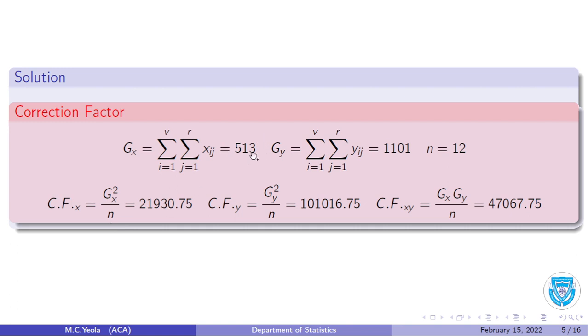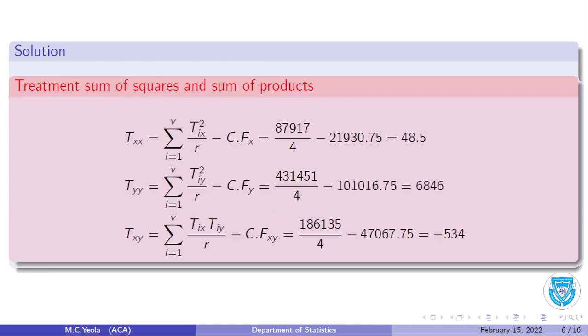So gx square means this square divided by n, which is 12 here, so we get this value. CFY is gy square upon n. So gy square means this square divided by 12, once again we get this value. CFXY we obtain as gx into gy divided by n. So gx into gy divided by n is 12 here, we get this value. So we have obtained all the correction factors here. We'll go to the next part.